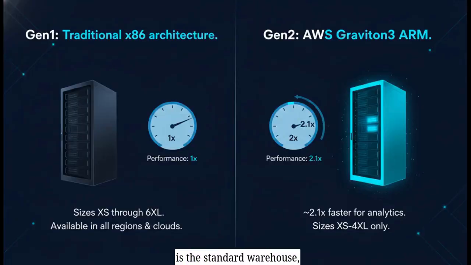So the workhorse is the standard warehouse, and it now comes in two generations. Gen 1 is your traditional x86-based engine, but Gen 2, which runs on AWS Graviton3 ARM processors, offers a really significant performance uplift. We're talking about 2.1 times faster for core analytics workloads. It's available up to a 4XL, but it does require an explicit configuration change to enable it.